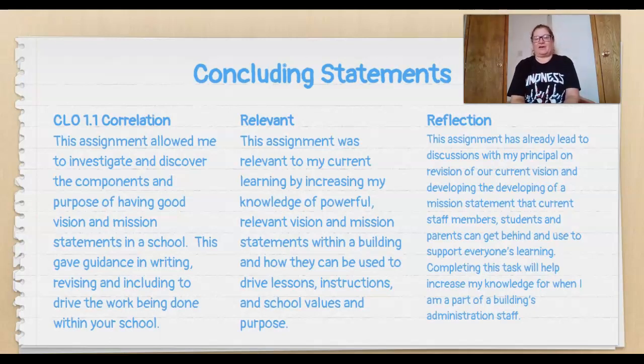And I also think that if I am able to complete that task this year, that is going to increase my knowledge for when I'm a part of my own building's administration team. And it'll keep the momentum going and keep the driving force and the learning increasing in all schools that I'm a part of.